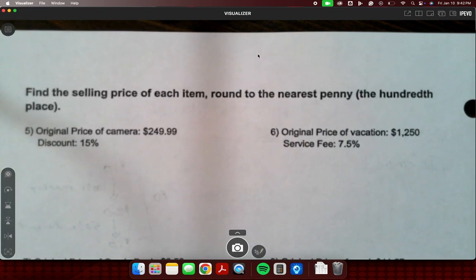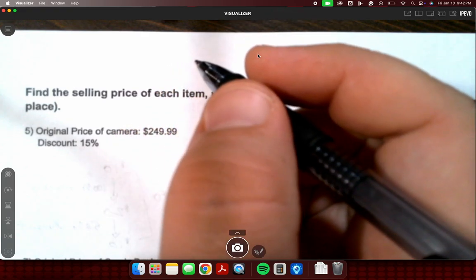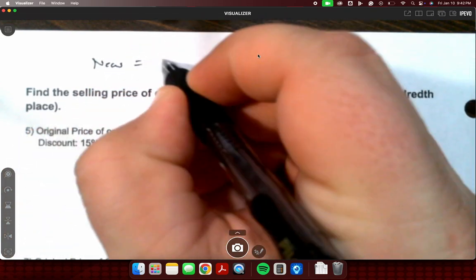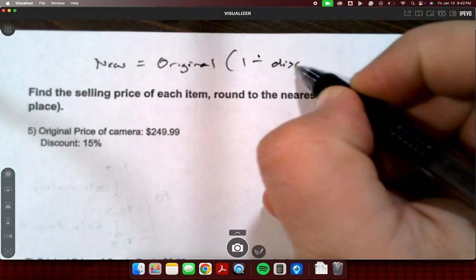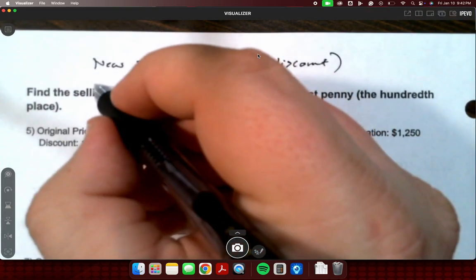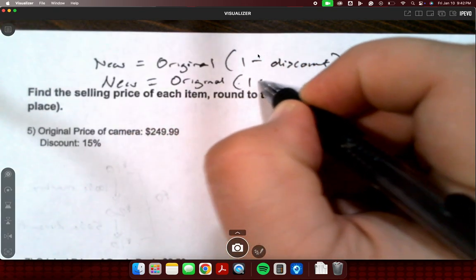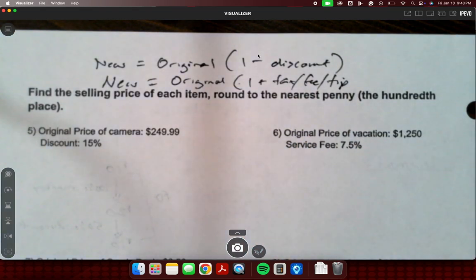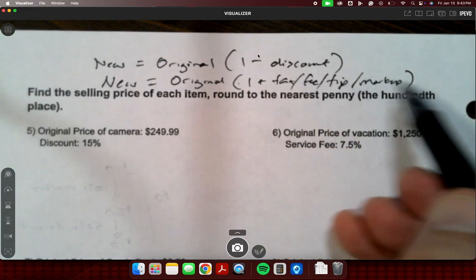All right, now back here. It's at least related to what we did on the previous one, because you remember we said new price equals the original times 1 minus the discount, or the new price is equal to the original price times 1 plus the tax, fee, tip, or markup. Those aren't division symbols. That's just saying it can be any one of those.